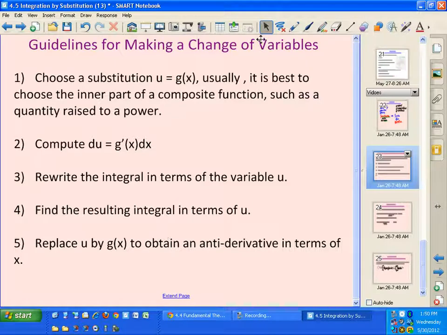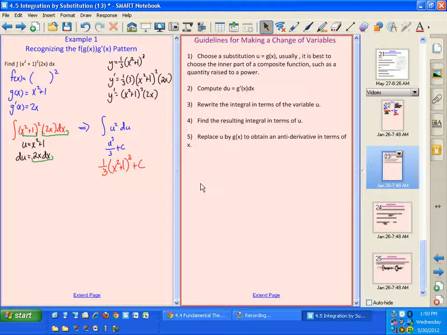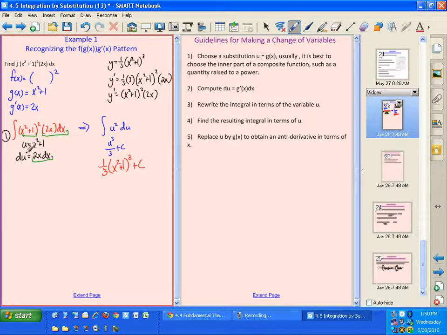Let me make these parallel to one another, and you can see my steps. The first thing I did is recognize my inside function was x squared plus 1, so there was step 1, giving my u value. Step 2 was to rewrite it and take the derivative of that. The third step was then to write it in terms of u. The fourth step was to take the antiderivative. And the last step was to resubstitute. That's really all we're doing, and we're going to practice this again and again and again.